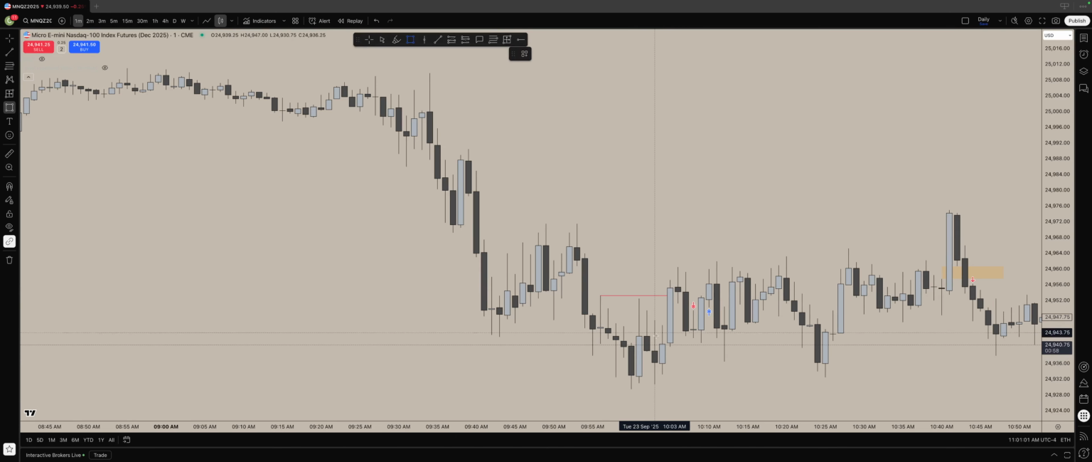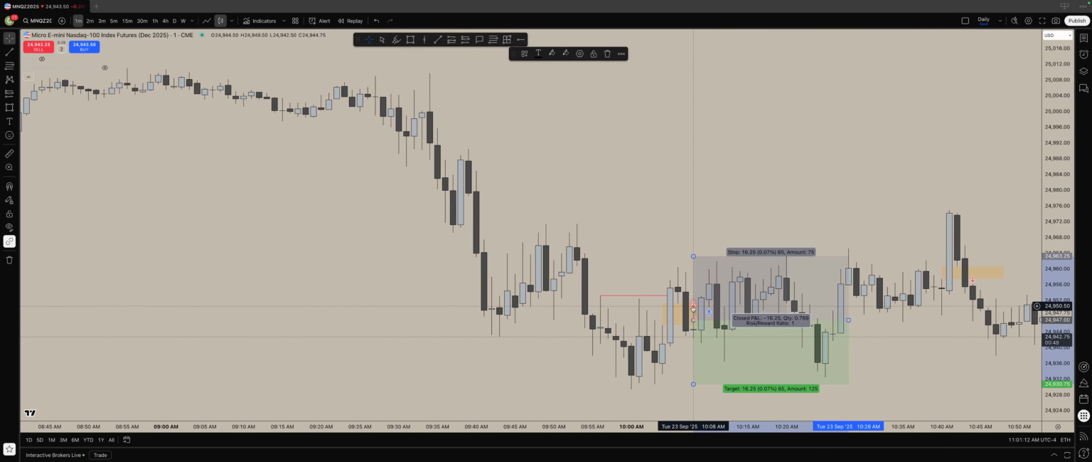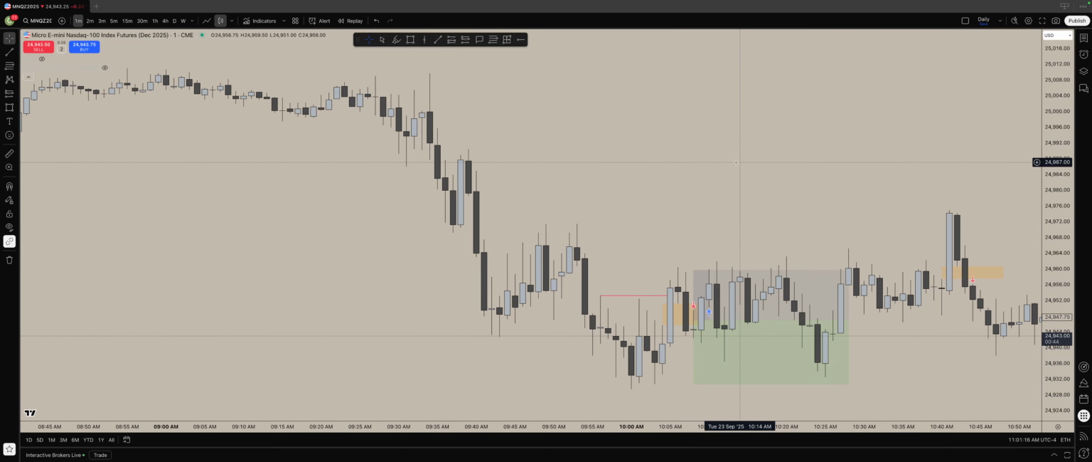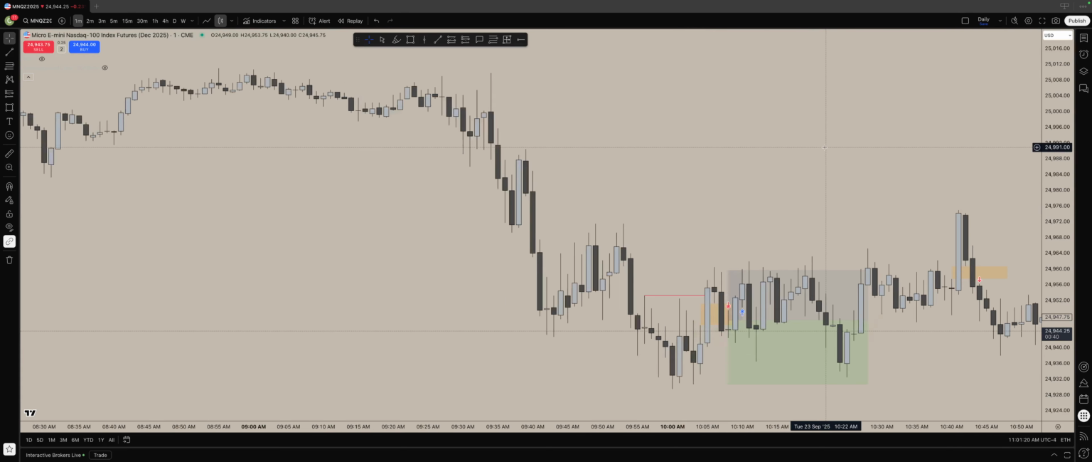So I hop in off the close of the candle. It's short. Let's do that again. Somewhere like this. Yeah. My stop was above here. You can see where exactly I got out. Yeah, right there.